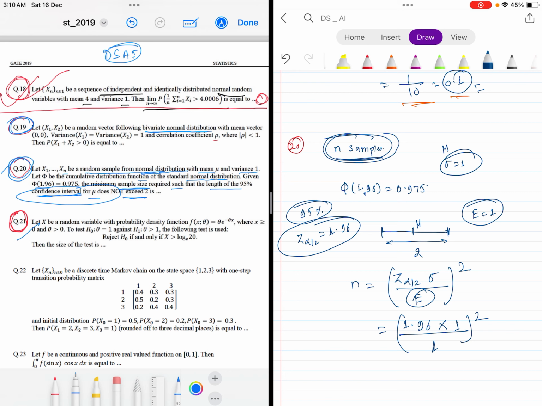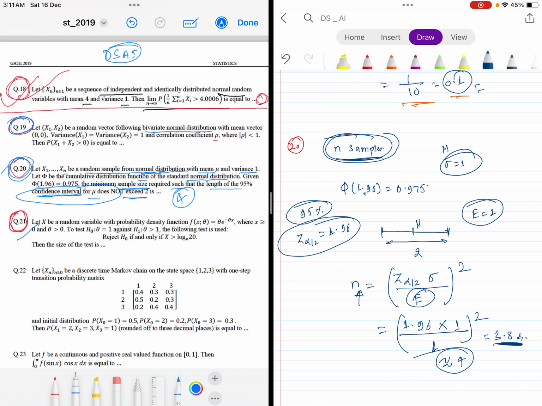3.84, right? And the number of samples cannot be a decimal number, so this will be 4. So the correct answer for this is 4, right?